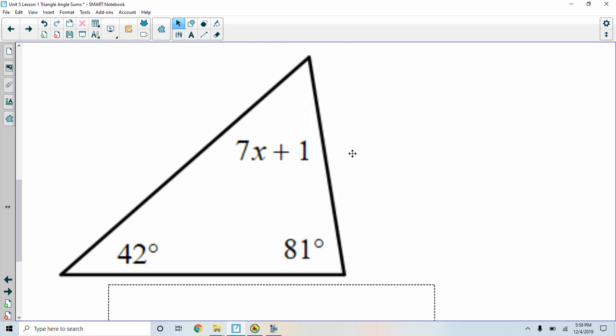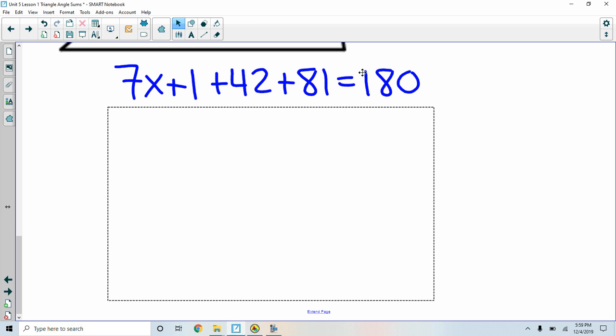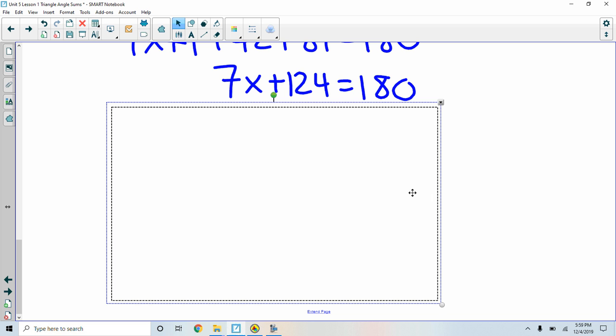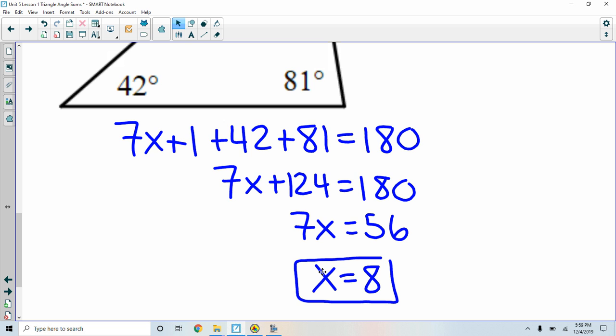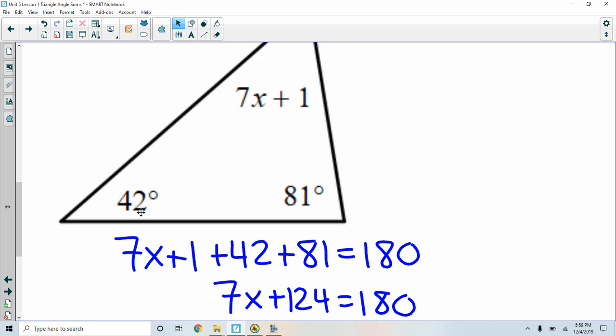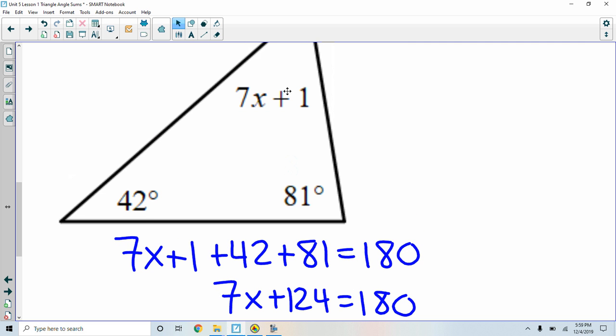Same idea here, maybe cranked up the difficulty a little bit, but I know the three angles. I know the measures of two, and I know that the third measure is 7 times x plus 1. So I can use the relationship, show that adding them together, they should add to 180. Simplify and solve that equation to find that x is 8. So if I wanted to figure out how big just this angle was, I could just use 42 and 81 like we did on the previous page and figure out how big it is. Or, now that I know x is 8, I could plug 8 in here to find out how big that angle is.